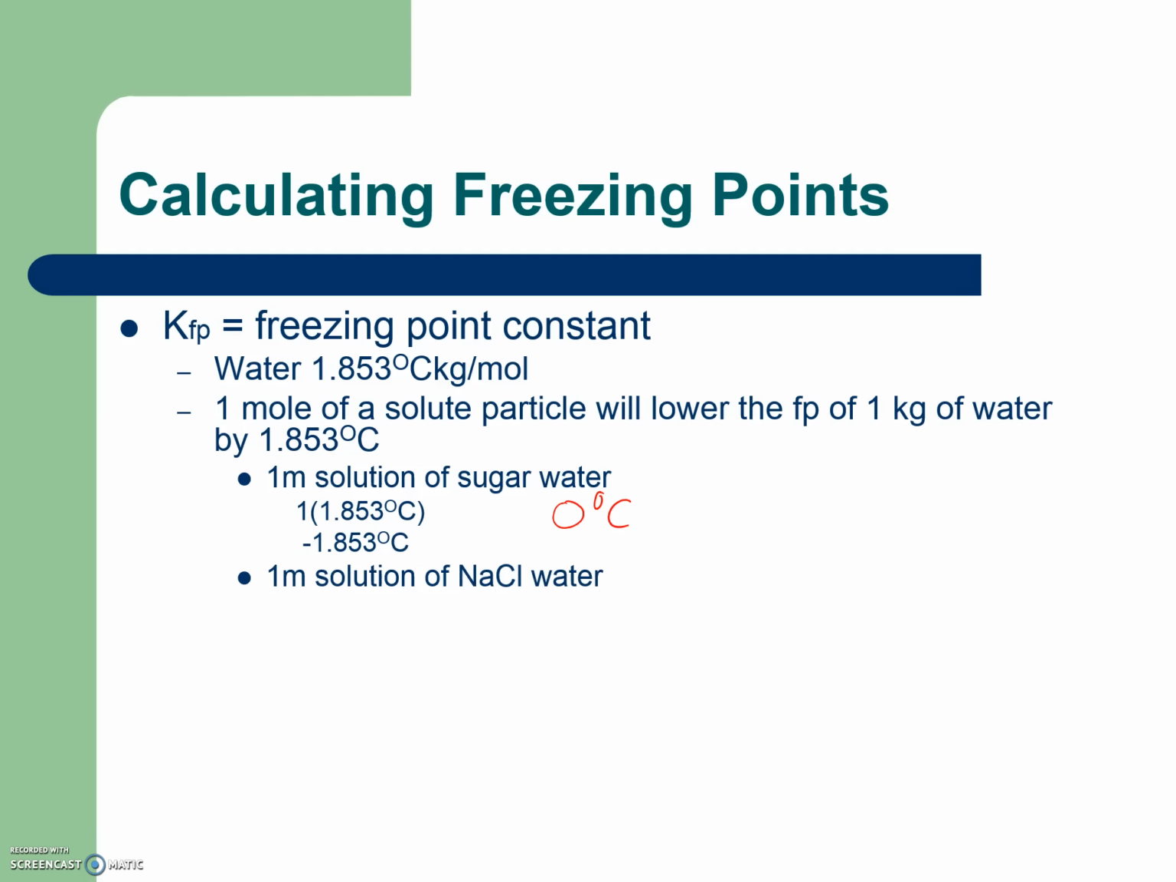A 1 molal solution of salt water, again, will have twice the effect. So 2 times that amount. And so now water will freeze at -3.7. It's almost -4 degrees. And a 1 molal solution of calcium chloride water will freeze at 3 times that amount, or close to -6 degrees Celsius.